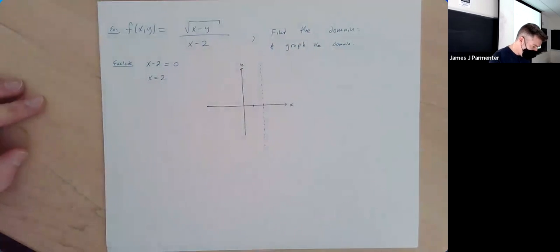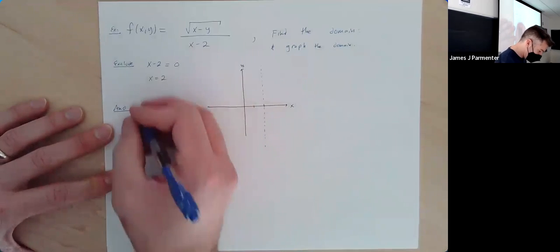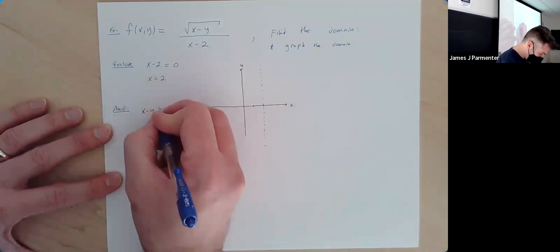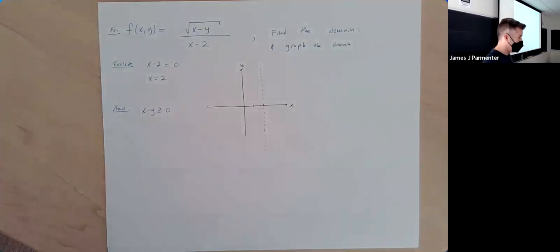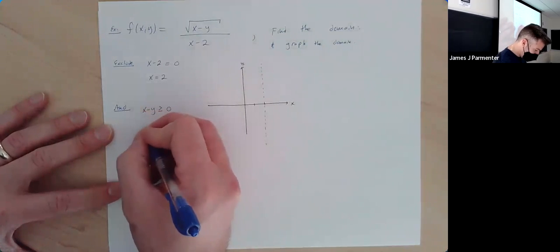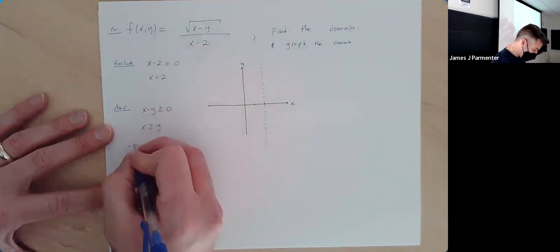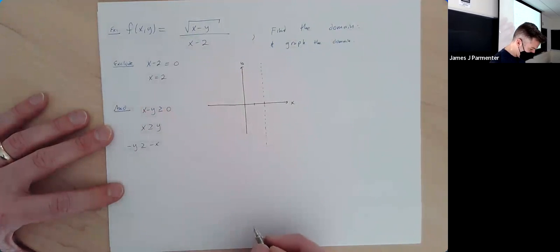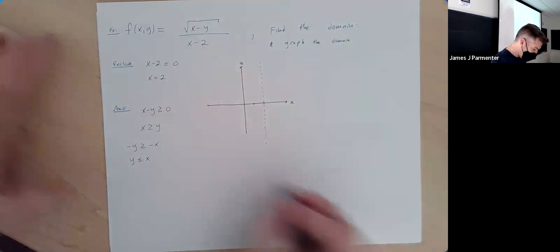Great. And then we also have the requirement that the stuff inside the square root, x minus y, had better be bigger than or equal to 0. If I'm trying to find a requirement here, it's great if I can solve for y, because I know how to graph y as a function of x. So I could say x bigger than or equal to y. But if you prefer, you could leave the negative y on the left and subtract x from the right, and then multiply both sides by -1 to get y less than or equal to x. Either way, you're getting the same thing.